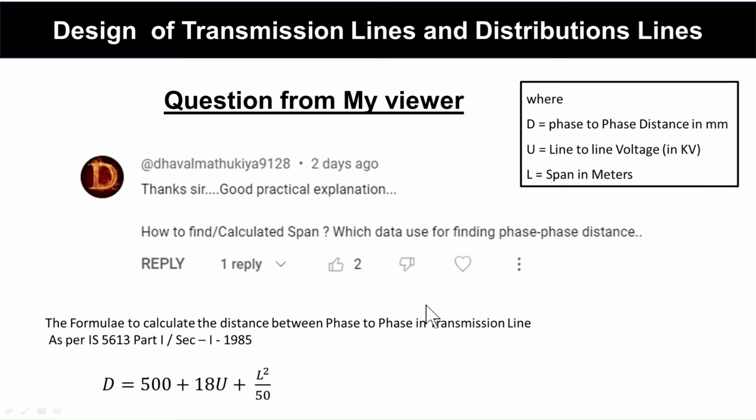So for finding the phase to phase distance of any transmission line, we should know the line to line voltage of that transmission line and the span of the transmission line. The first part of the question, how to find and calculate the span, will be taken when we deliver a lecture on the span of transmission lines. At that point, I will explain how you can calculate the span of a transmission line. Now, we will start today's lecture.